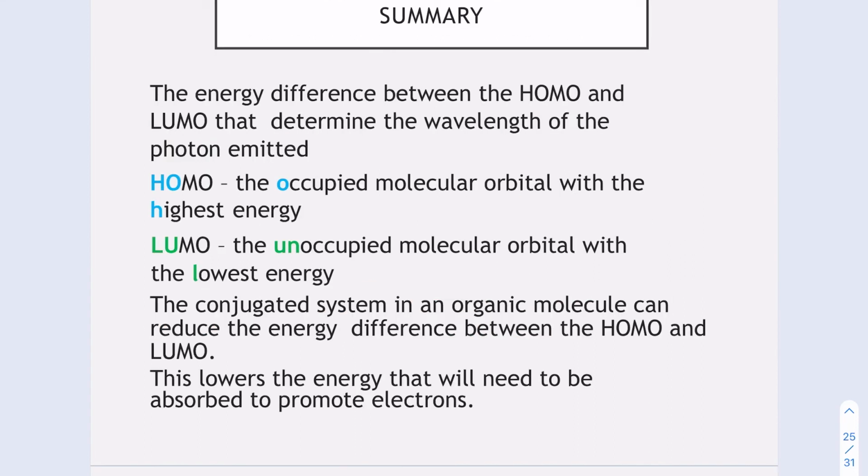Okay, here's a summary. The energy difference between the HOMO and the LUMO determines the wavelength of the photon emitted. HOMO stands for the occupied molecular orbital with the highest energy, or the highest occupied molecular orbital. And LUMO is the unoccupied molecular orbital with the lowest energy, or the lowest unoccupied molecular orbital. A conjugated system in an organic molecule can reduce the energy difference between the HOMO and LUMO, and what that means is that the energy required to promote electrons is going to be less.